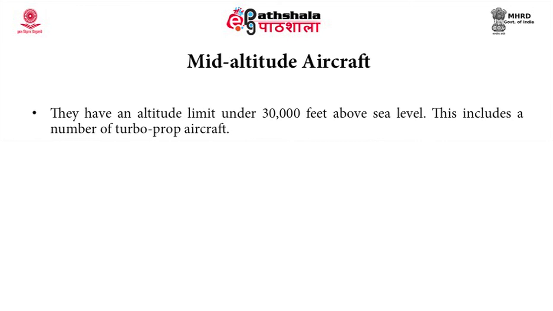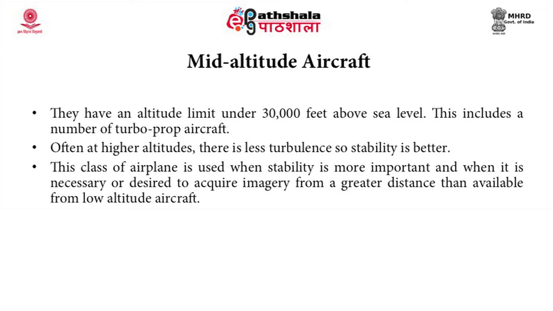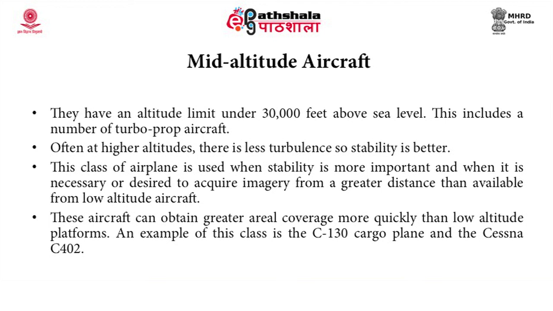The next one is mid-altitude aircraft, which have an altitude limit of about 30,000 feet above sea level. This includes a number of turboprop aircraft. Often at higher altitudes, there is less turbulence, so stability is better. This class of airplane is used when stability is more important and when it is necessary or desirable to acquire imagery from a greater distance than available from low altitude aircraft. These aircraft can obtain greater aerial coverage more quickly than low altitude platforms. An example of this class is the C-130 cargo plane and the Cessna C-402.